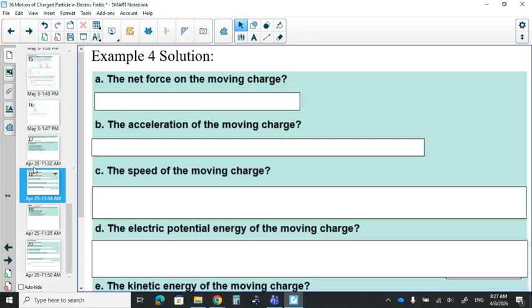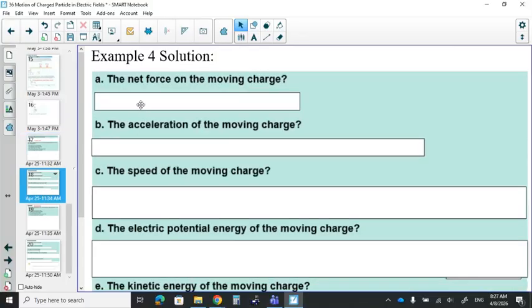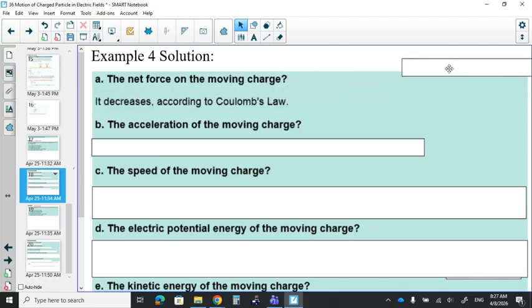What happens to the speed, and so on? Right. So we've got a positive repelling from another positive. So it's a repulsion situation. So what's happening to the net force as it goes? Well, it's going to get smaller, right? It's going to get farther and farther away. And so it's going to get smaller according to Coulomb's law, kQQ over r squared, right? So as the distance between the charges doubles, the force would be less by a factor of 4 and so on, inverse square.